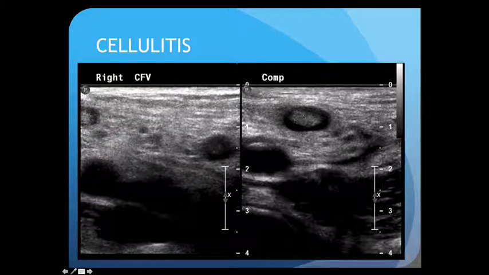When we look higher up the leg, we see here is an enlarged lymph node. This is the hilum, this is the periphery of the lymph node.